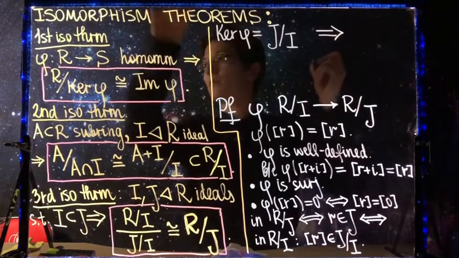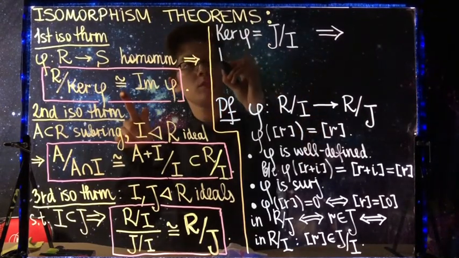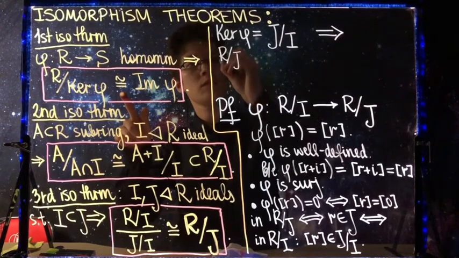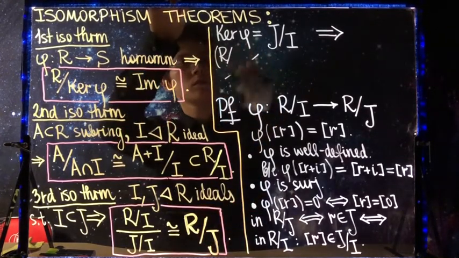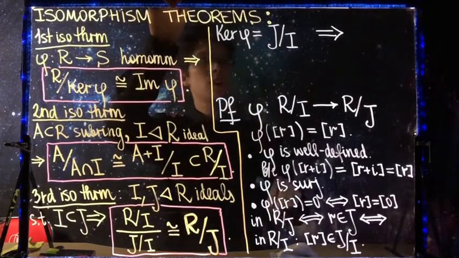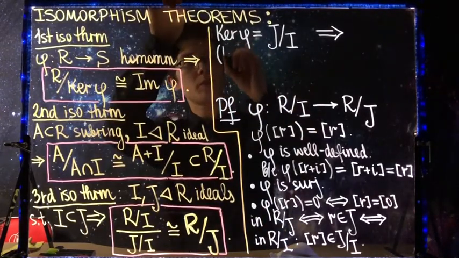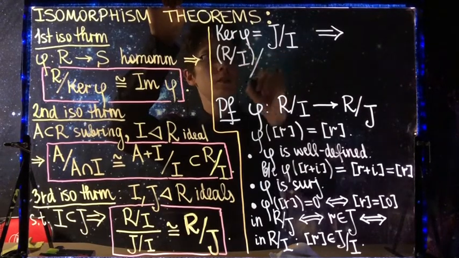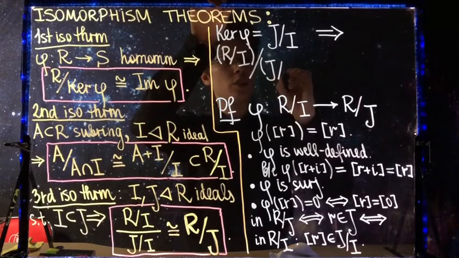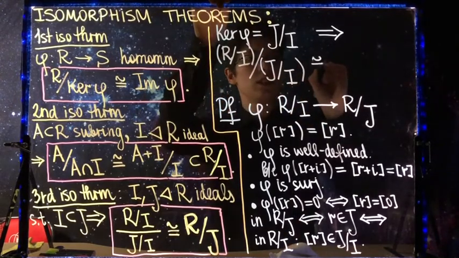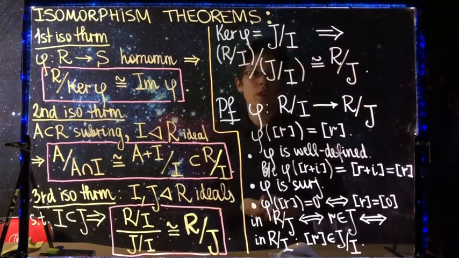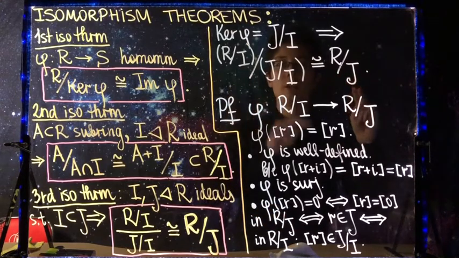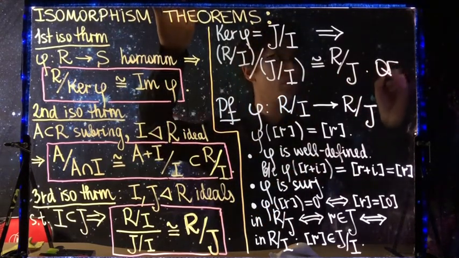And so by the first isomorphism theorem, R mod I, further quotient out by J mod I, is isomorphic to R mod J. So we clear these denominators and prove the theorem.